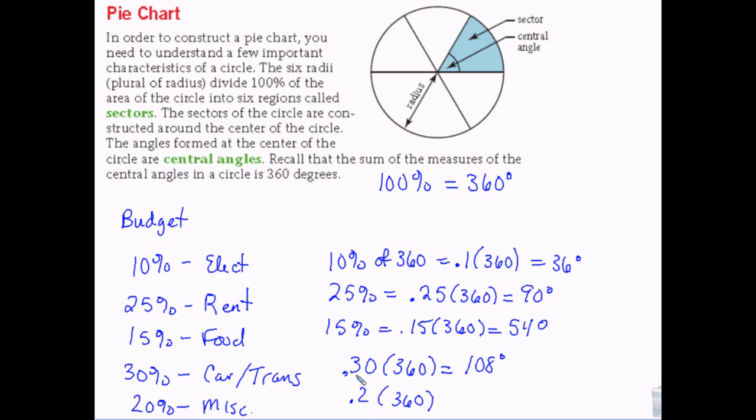Which one? 30%? Car. No, that's miscellaneous. This miscellaneous. I'm just picking out numbers. Yeah, you really should put a miscellaneous or an other section into your budget, because things come up that you don't expect. You should have money set aside for them.